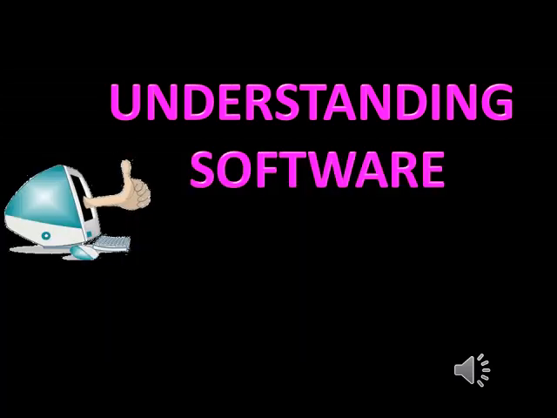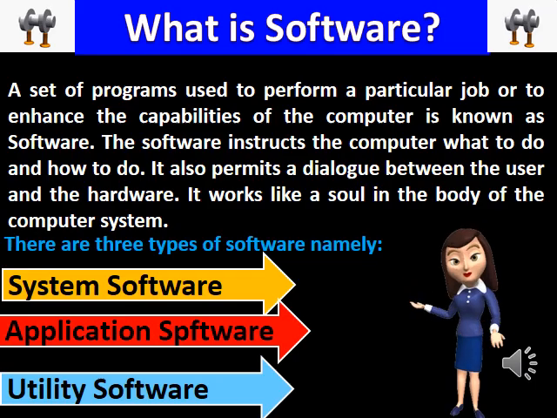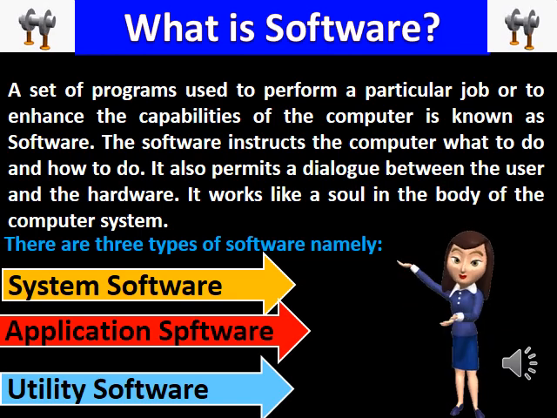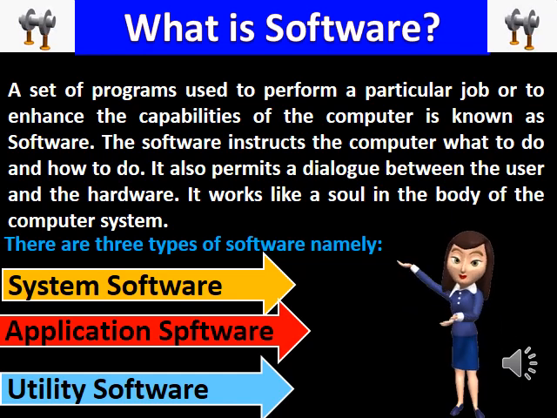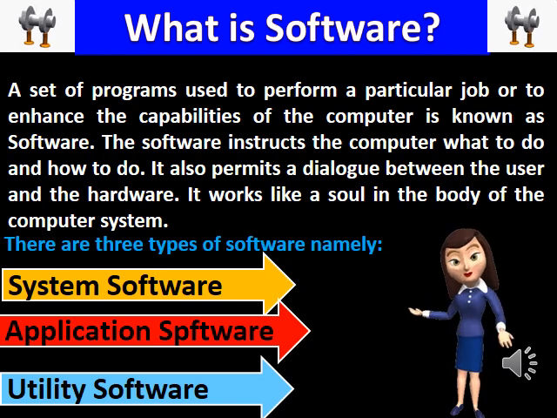So now our next topic is understanding software. Further we will study what software is and its different types. Now, what is software? A set of programs used to perform a particular job or to enhance the capabilities of a computer is known as software. The software instructs the computer what to do and how to do it.